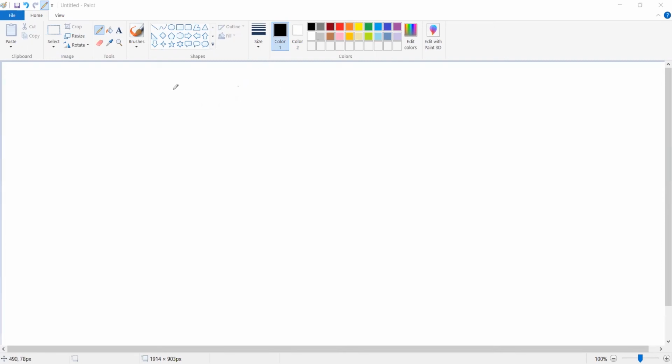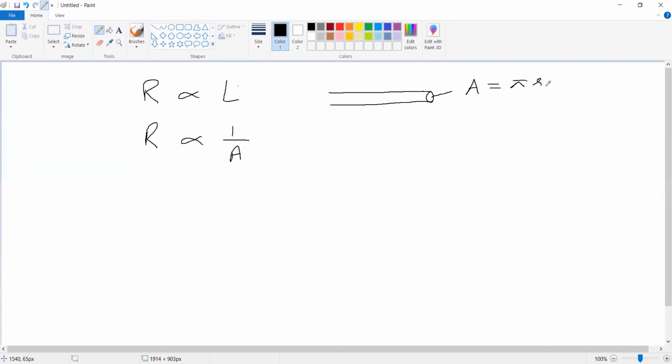Remember, resistance, number one, resistance is directly proportional to the length of the wire. Secondly, resistance is inversely proportional to cross-sectional area. What do you mean by cross-sectional area? Like suppose there is some wire, this circular area of the wire is called area of cross section. Its formula is pi r square, where r is the radius of the wire.